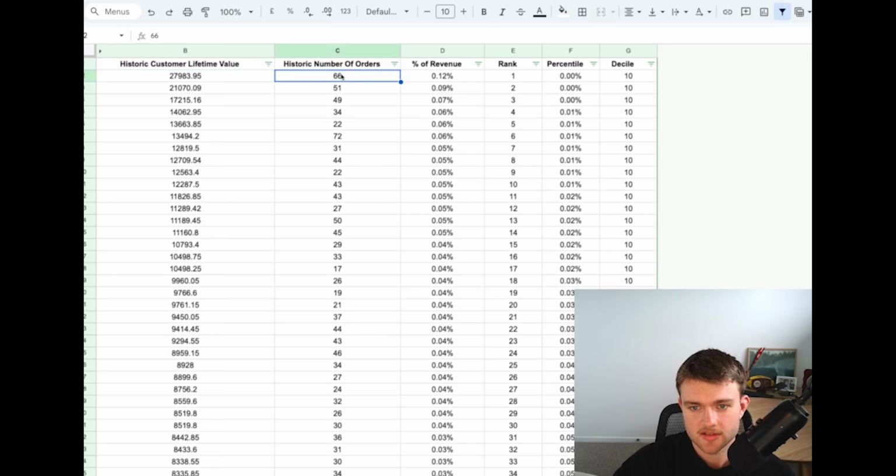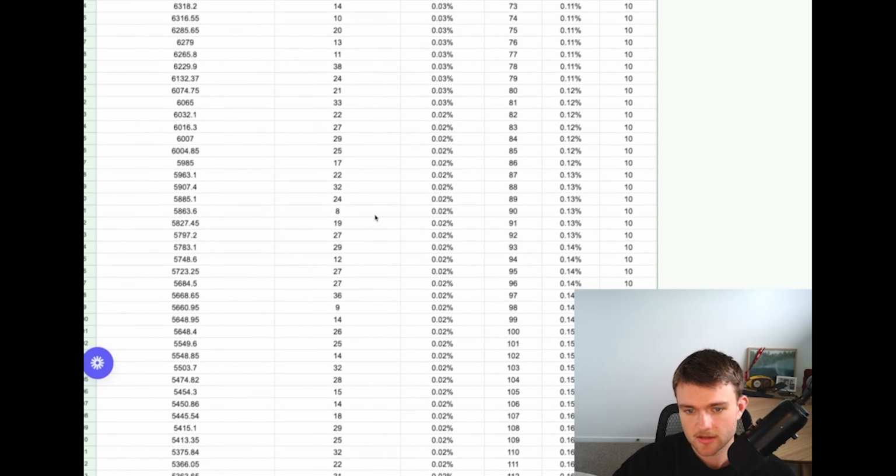Then I'm going to filter this and sort it by highest to lowest in terms of the historic customer lifetime value. So I've essentially just sorted by this field here and made it descending. So the highest order, the best customer at the top, worst customer at the bottom. Then I've added these columns: percentage of revenue, their rank, the percentile they fall in, and then the decile.